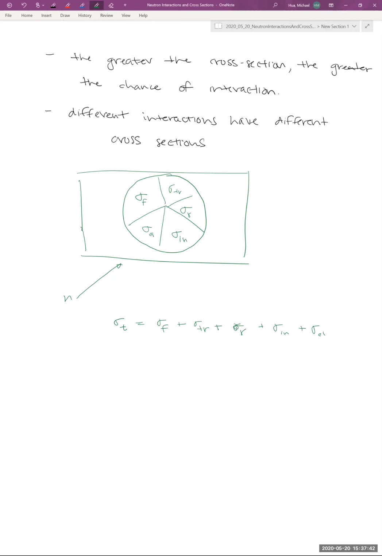So one way we can further conceptualize this probability is, given that the neutron interacts, what is the probability that the interaction is fission?